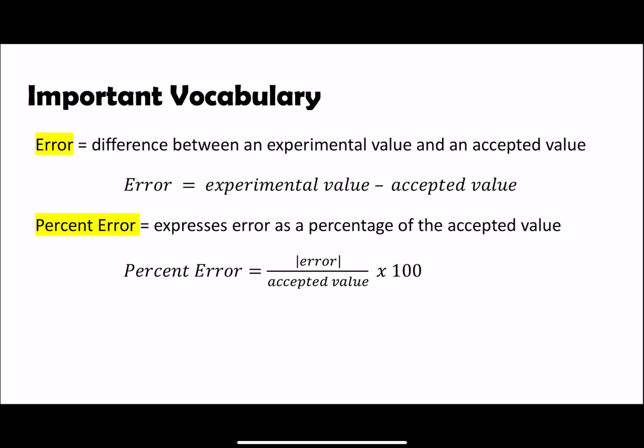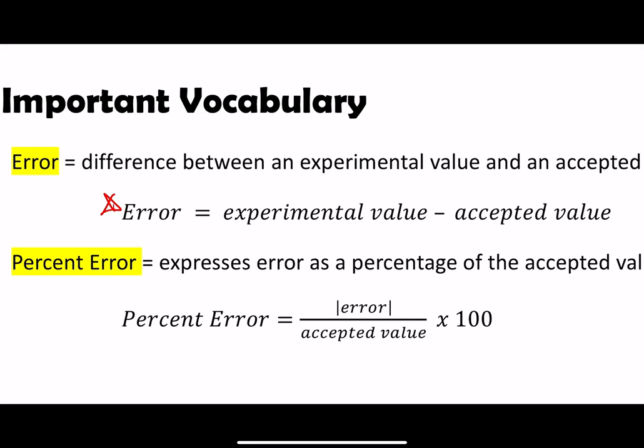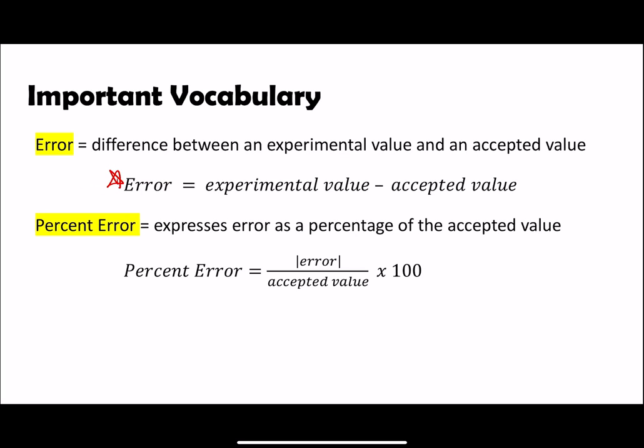So a couple of important vocabulary terms as we go through our topic of chemistry. We have error and percent error. And again, this doesn't have to be in chemistry. It can be in any other science that has to do with data collection. So the first one is error. That's the difference between an experimental value and an accepted value. And here's the equation right here. Pretty much what that means is you're just subtracting them.